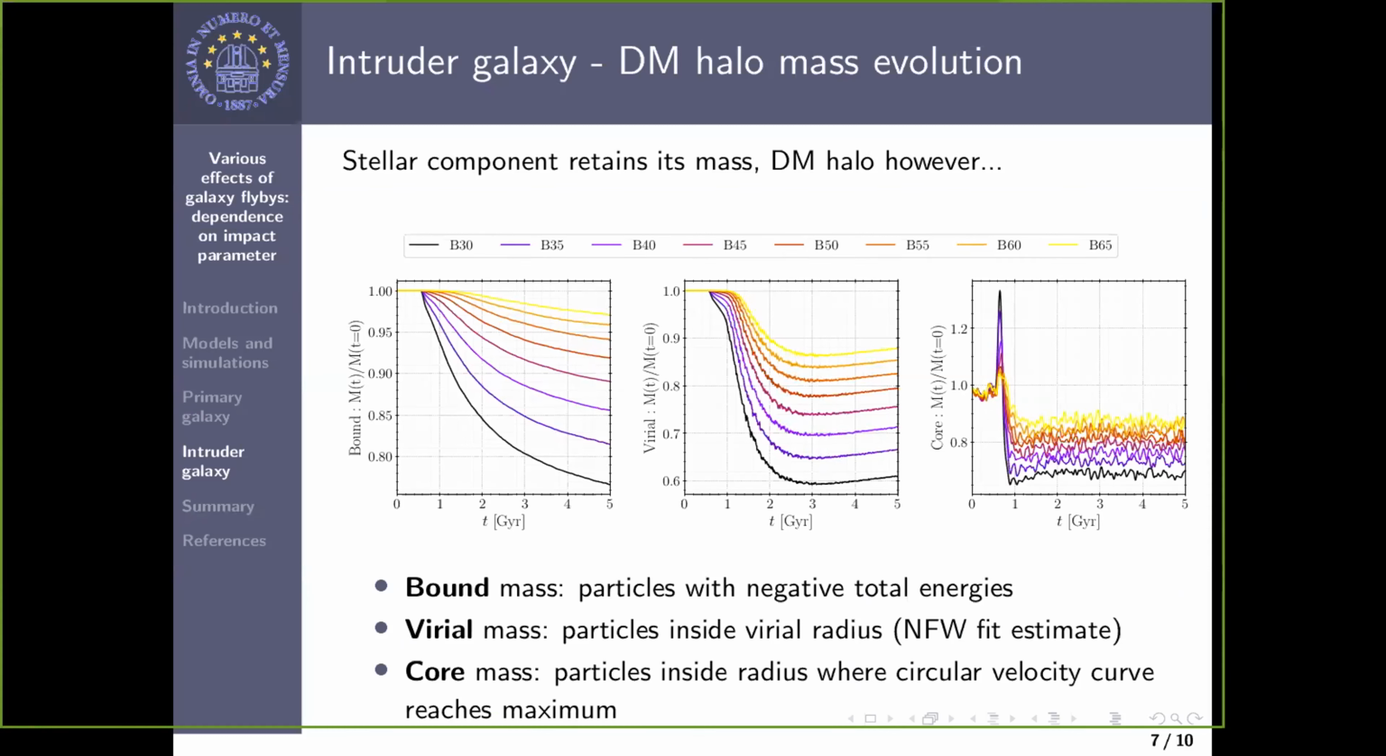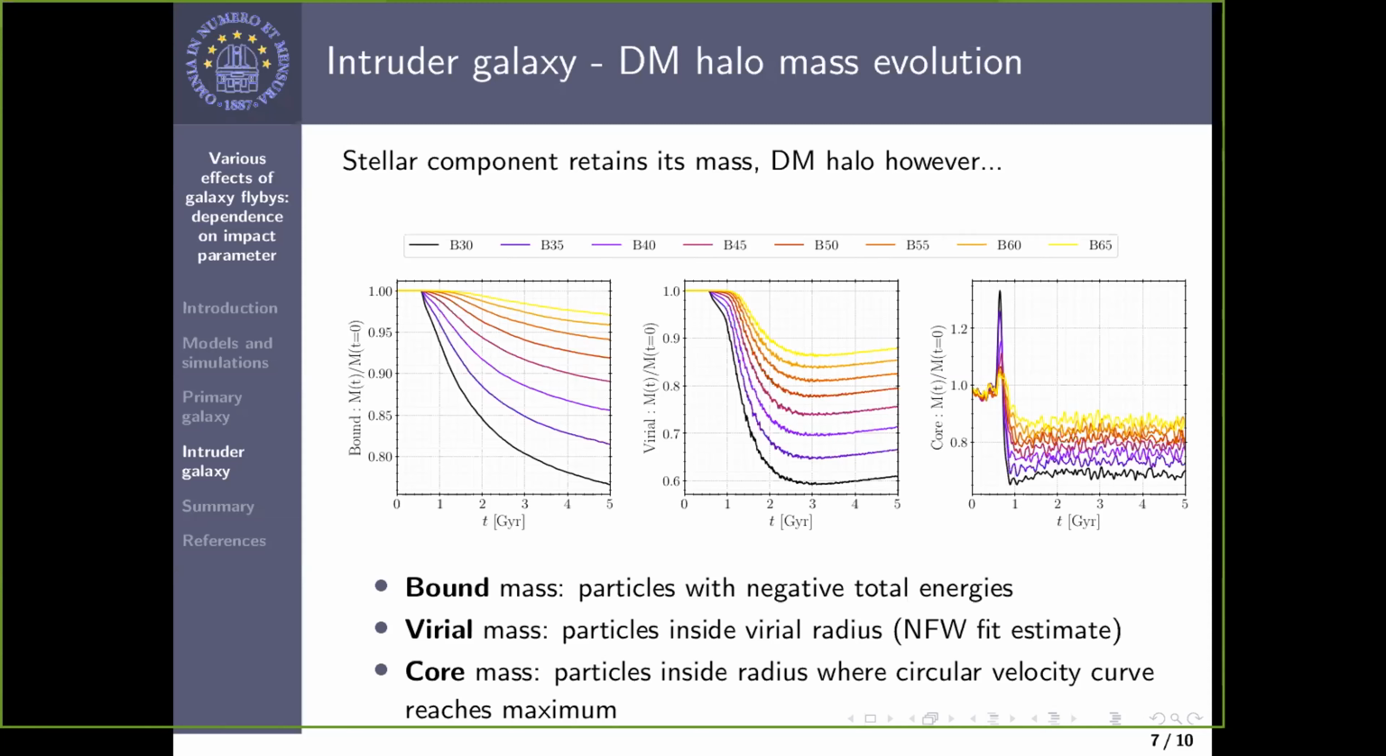One, bound mass, is based on filtering particles with negative total energies, so gravitationally bound. Virial mass filters particles inside the virial radius, which is estimated by fitting an NFW profile to the dark matter halo spherical density profile. And core mass, as we define it here, is actually a quite common procedure in exploring dwarf galaxies, especially tidally perturbed ones in simulations, since it's based on filtering particles inside the radius where the circular velocity curve reaches maximum.